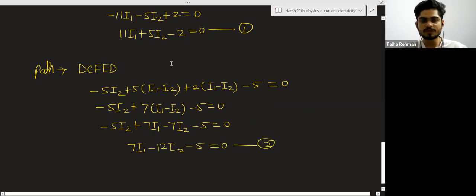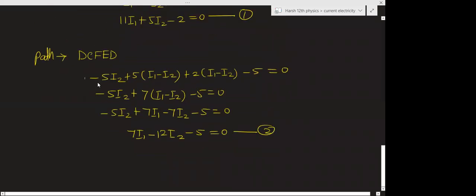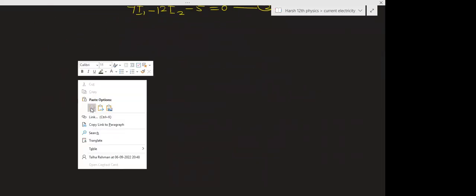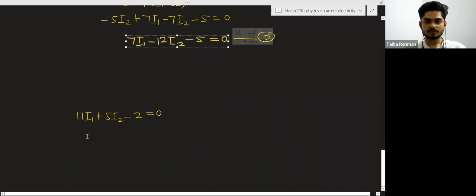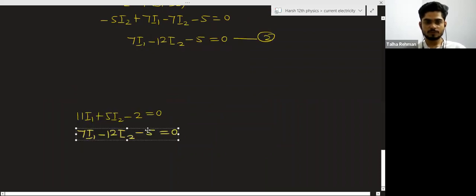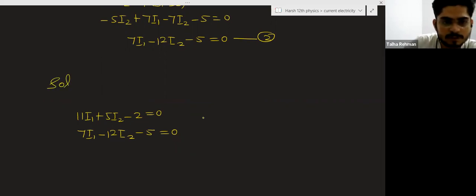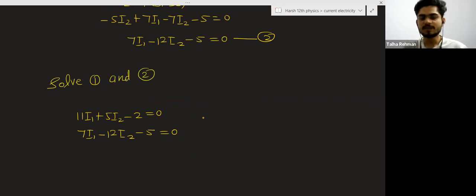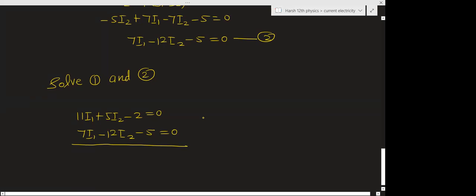Now you have to solve equation 1 and equation 2 to get the value of current. How will you solve this? Just I am writing here, solve equations 1 and 2. For solving these types of equations, we use the elimination method from 10th class. So what will we do?